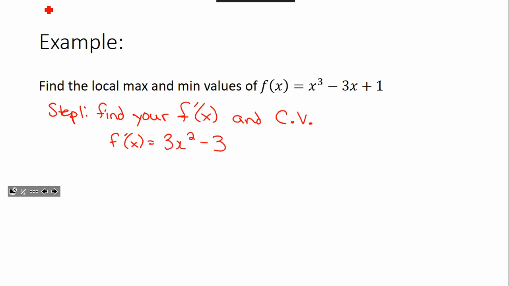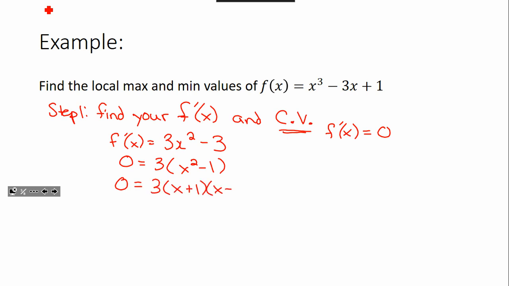Now our part of this step is to find our critical values, and because this is a cubic function, we're only going to have where it equals 0 and not where it is undefined. So 0 is equal to 3, factor out our 3, we get x squared minus 1. 0 is equal to 3 times x plus 1 times x minus 1. And we're now going to see that we have two critical values, x is equal to 1 and negative 1.